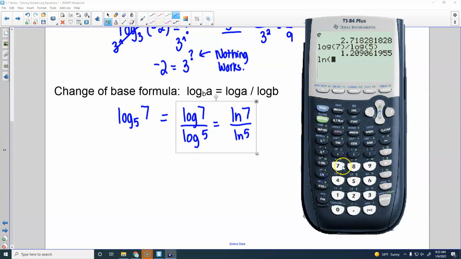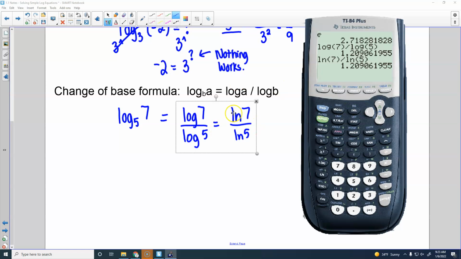You could also use natural log. Just make sure you close your parentheses here. If you don't close that parentheses, it won't give you the right answer. Natural log of 5. You can see you get the same even if you use natural log instead of log.